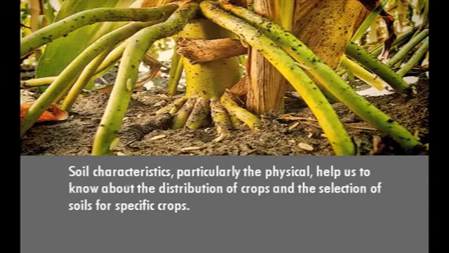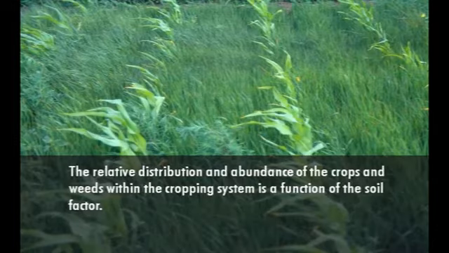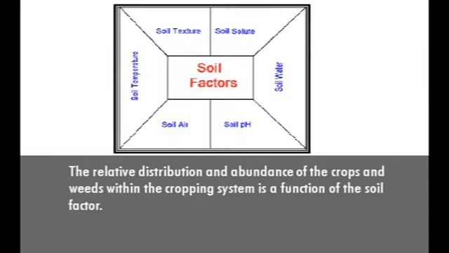Soil characteristics, particularly the physical, help us to know about the distribution of crops and the selection of soils for the specific crops. This may be called the selective rather than the prohibitive influence of the soils. The relative distribution and abundance of the crops and weeds within the cropping system is a function of the soil factor.